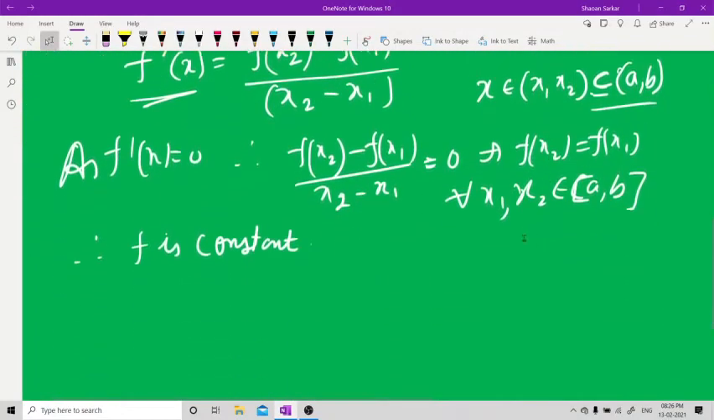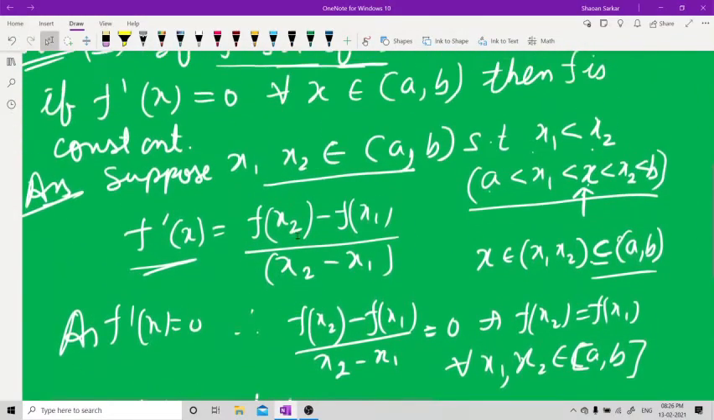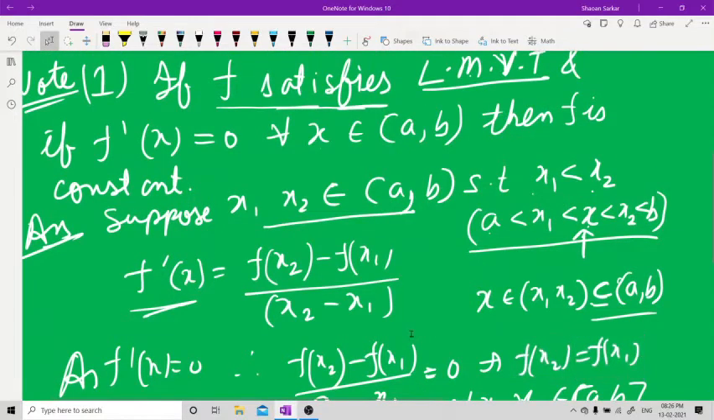So now if you see, this f dash x is given to be 0. So this whole quantity becomes 0. That means fx1 equal to fx2 for all x1, x2 belonging to AB. So this is always constant for all values of x1, x2, and x1, x2 are arbitrary. Therefore f is constant.